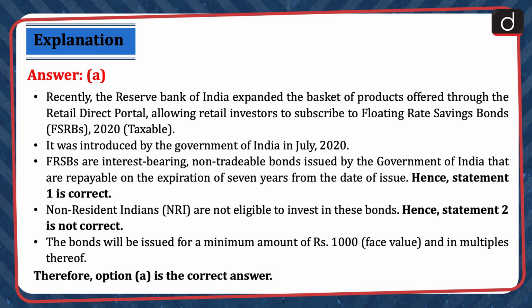Recently, the Reserve Bank of India expanded the basket of products offered through the Retail Direct portal, allowing retail investors to subscribe to Floating Rate Savings Bonds 2020. It was introduced by the Government of India in July 2020. FRSBs are interest-bearing, non-tradable bonds issued by the Government of India that are repayable on the expiration of 7 years from the date of issue. Hence, statement 1 is correct. Non-resident Indians are not eligible to invest in these bonds. Hence, statement 2 is not correct. The bonds will be issued for a minimum amount of rupees 1000 and in multiples thereof. Therefore, option A is the correct answer.